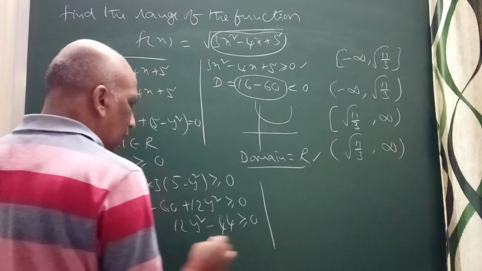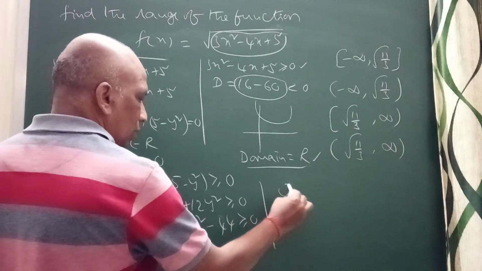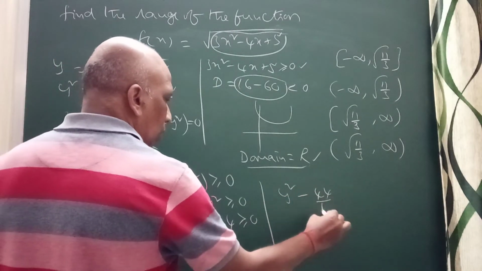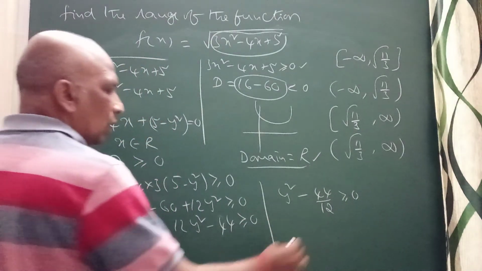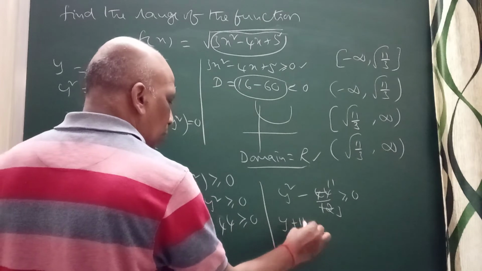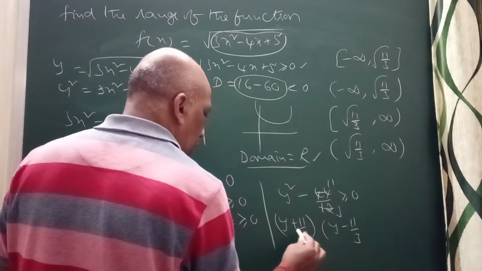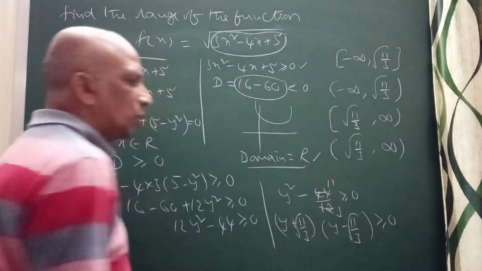Here I can simplify: y square minus 44 by 12 greater than or equal to 0, correct? So 44 by 12 is 11 by 3. If I write this, it will be y plus root of 11 by 3 into y minus root of 11 by 3 greater than or equal to 0, right?